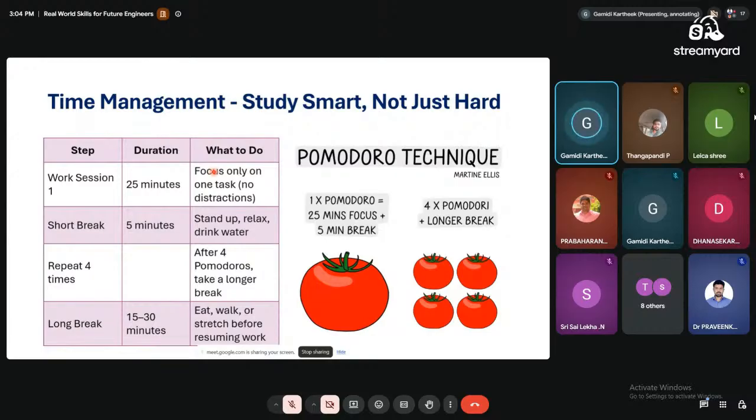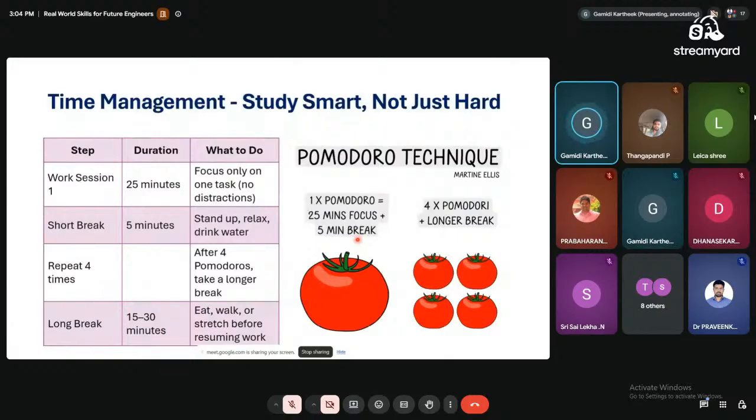Okay, so you work for 25 minutes. One Pomodoro is 25 minutes plus a 5 minute break. So that is one tomato. One tomato means 25 minutes plus a 5 minute break. So you work for 25 minutes, and take a 5 minute break.